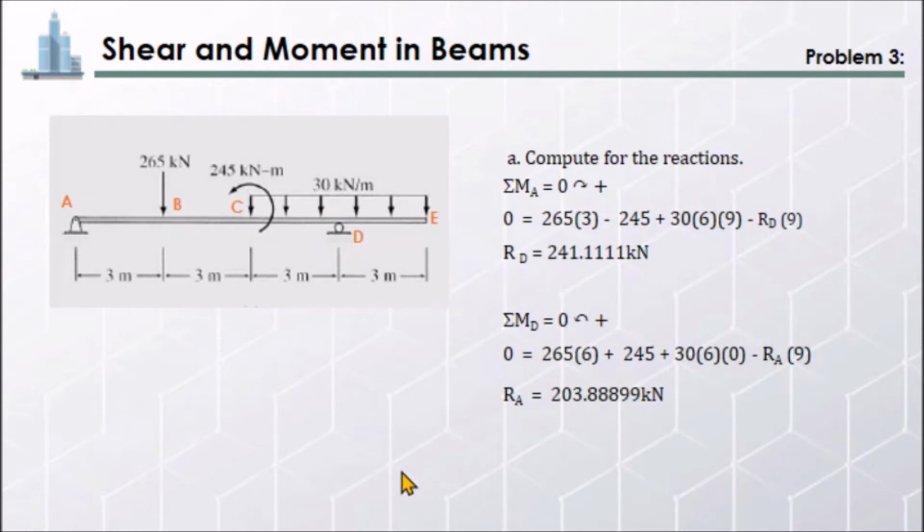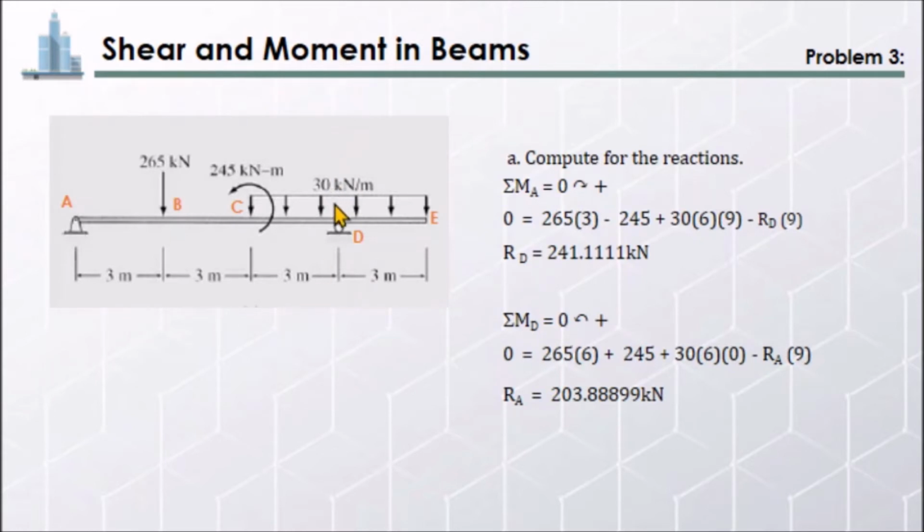So, to start, we have to compute first for the reaction. So, taking summation moment at A is equal to 0, clockwise as positive. So, we have 0 is equal to 265 multiplied by its moment arm na 3, minus 245, since ang assumption natin ng positive is clockwise, so this one is counterclockwise. So, minus 245. Plus, yung ating uniformly distributed load, 30, multiplied by its length, 6 meters, multiplied by its moment arm na 9. So, dito galing yung 9, 3 plus 3 plus 3.